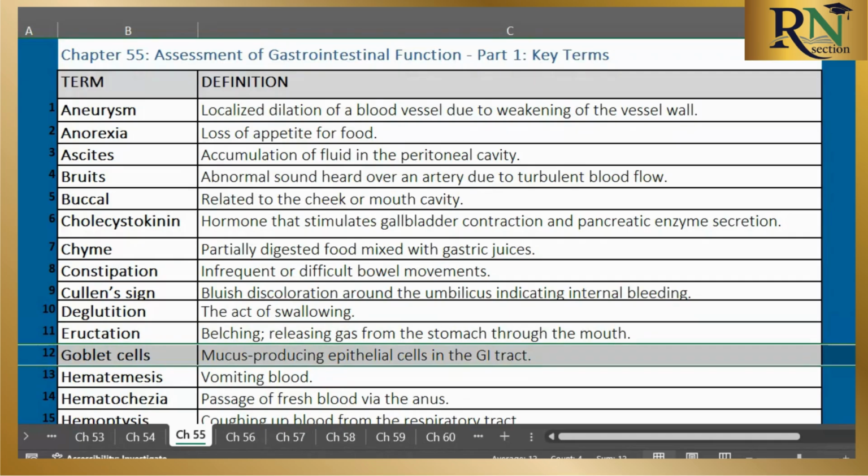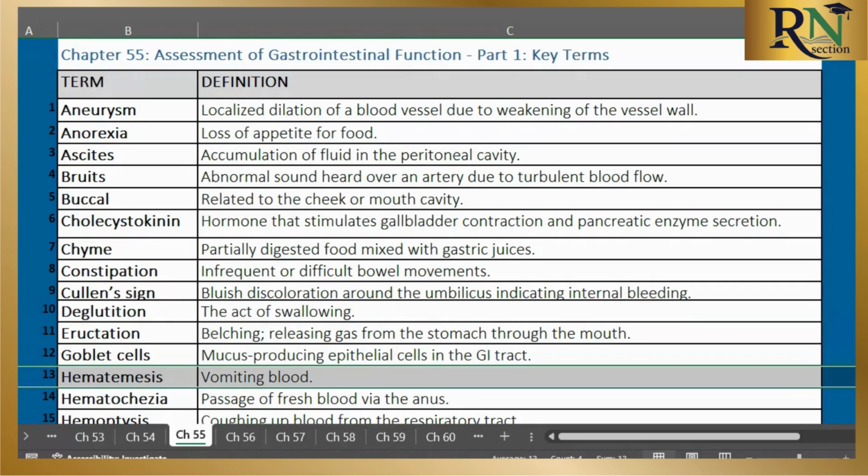Goblet cells: mucus-producing epithelial cells in the GI tract. It's like a cup of mucus. Hematemesis: vomiting blood, because hema means blood, and emesis means out, or say vomit.